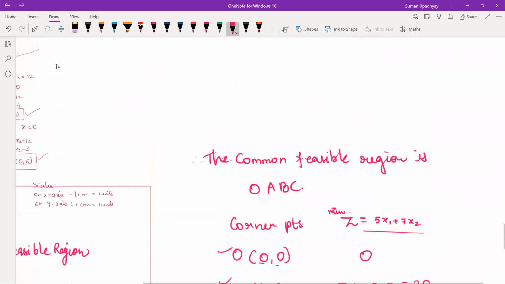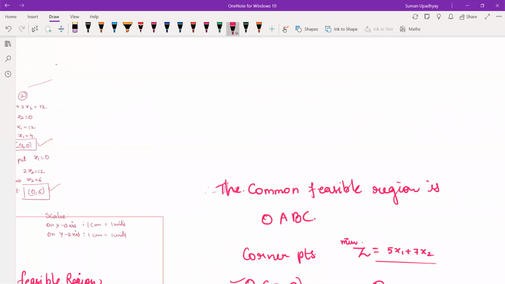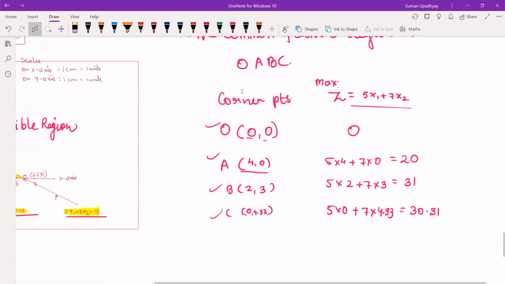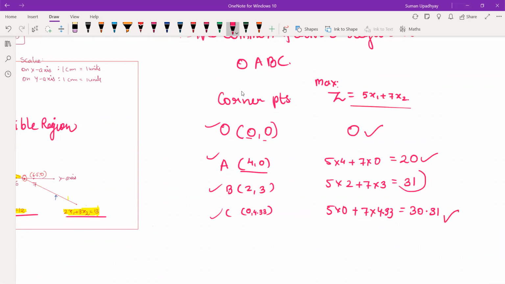Okay, oh sorry. We will make a change in the question. The question is not minimization. It is a question on maximization. Now you have to see on which corner point we are getting the maximum value. 0, is it maximum? No. 20, is it maximum? No. 30, is it maximum? No. I can see the maximum over here is 31, and 31 is obtained at 2,3.